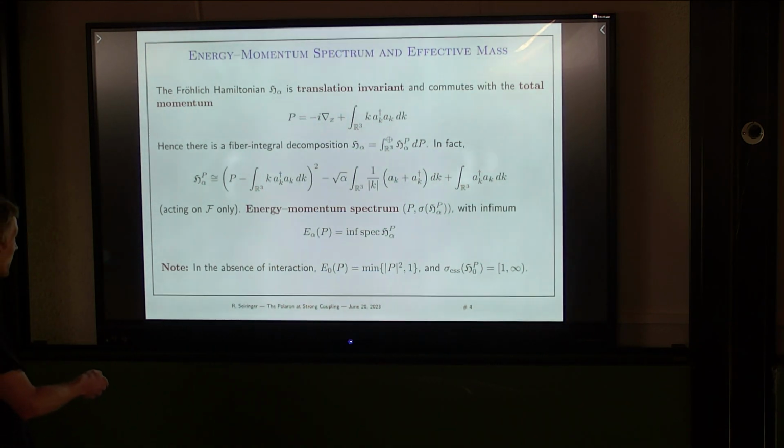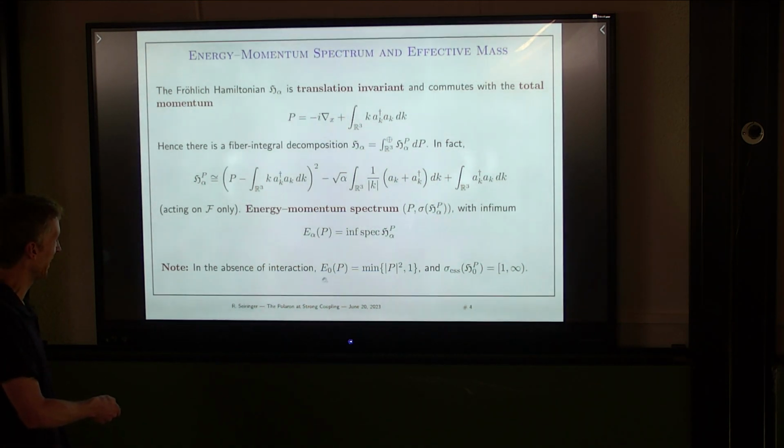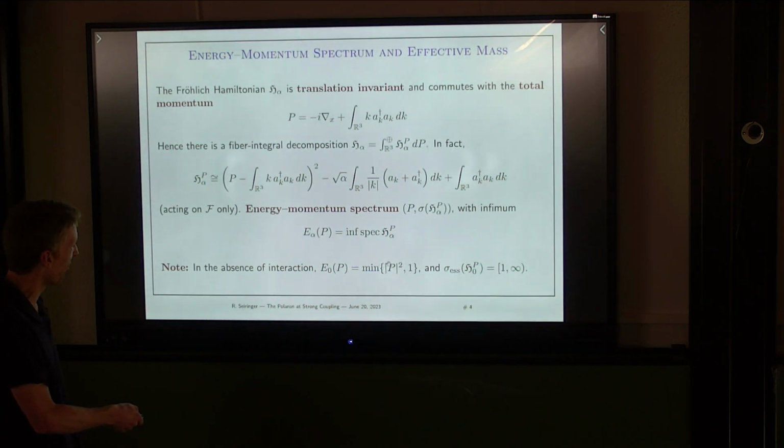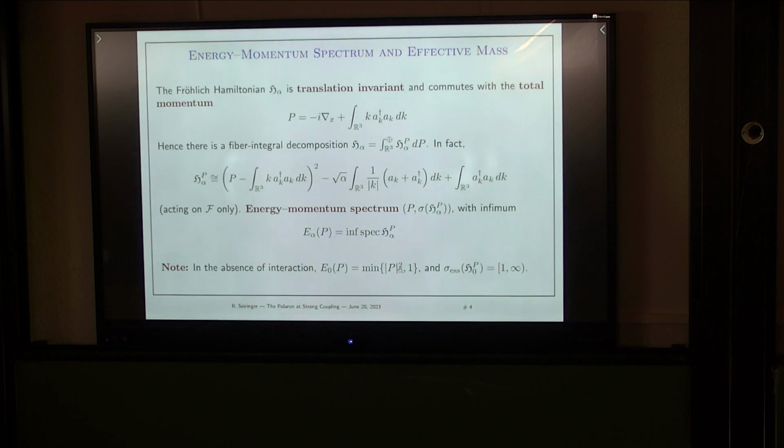So you can convince yourself that in the absence of an interaction, the lowest energy for given momentum P is just the smaller value of P squared and 1. Right? So that's the picture to keep in mind. And this is what I was drawing here just now, because I will refer to this picture later on.